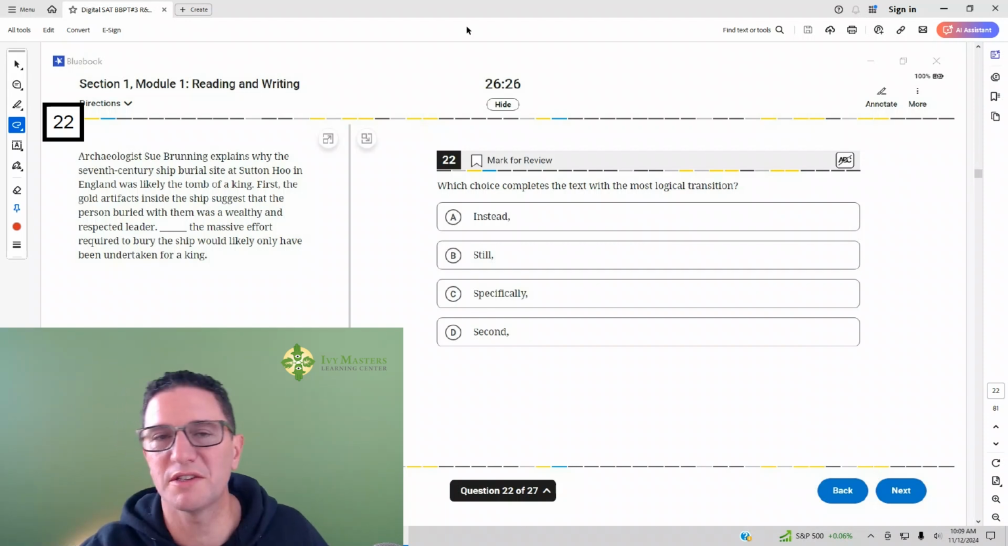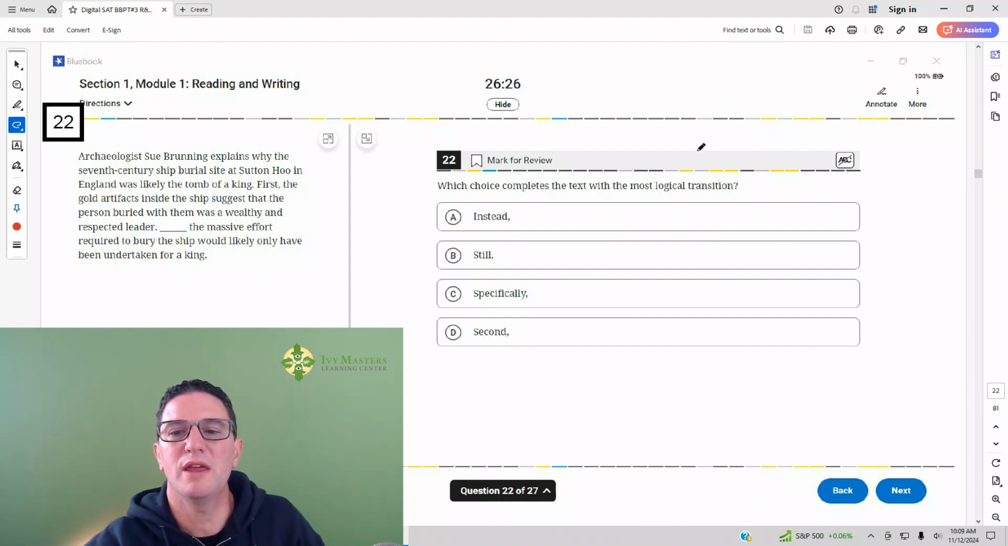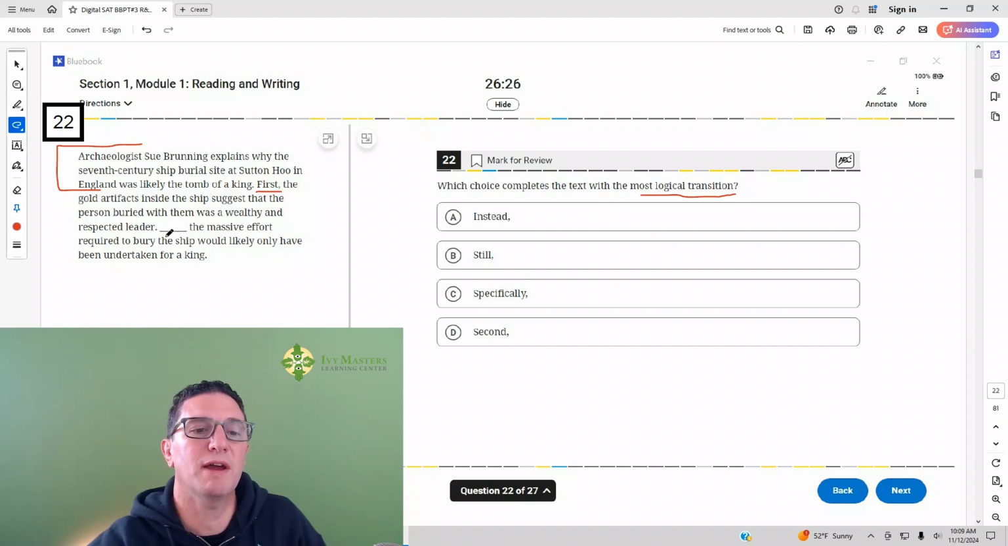20-second question from Digital SAT Test 3, Module 1. It's asking for the most logical transition. Generally, you want to see whether what comes before and after the blank shows similarity or difference. Here we get a main idea, and then it says first, blah, blah, blah. We could expect the blank to say something like next or second, and boom. Answer choice D, second, is your answer.